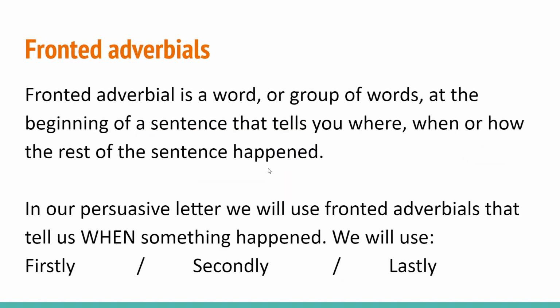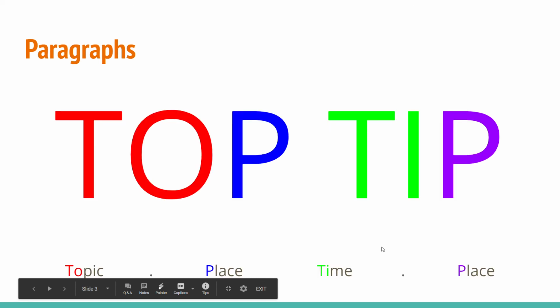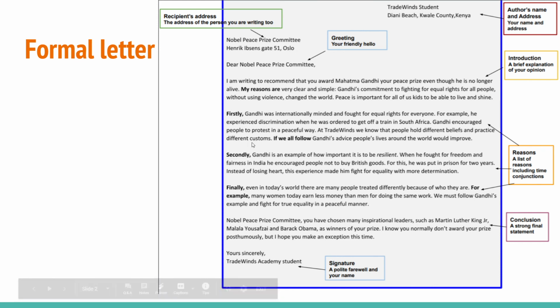The other thing we're going to keep in mind is our fronted adverbials. Remember, an adverbial is a word or group of words at the beginning of the sentence that tells you where, when, or how the rest of the sentence happened. In a persuasive letter, we are going to use fronted adverbials that tell us when: firstly, secondly, lastly, finally. Yes, they're going to help us organize our information. So we're going to keep those in mind. I hope this is helpful.